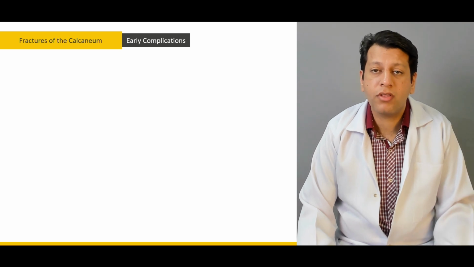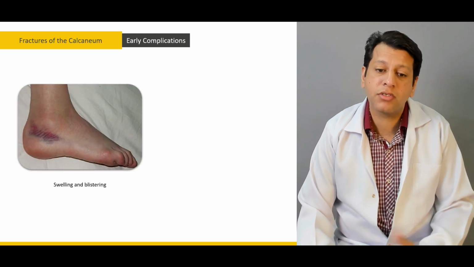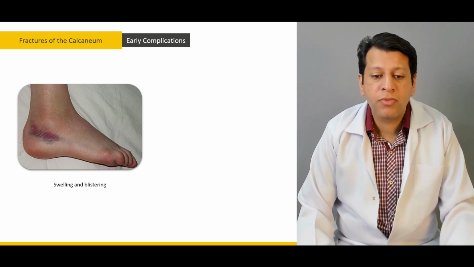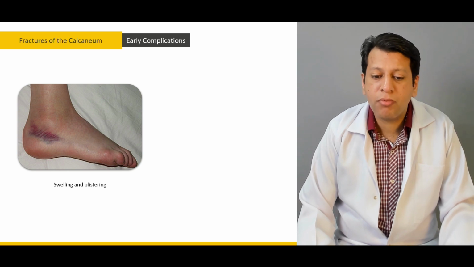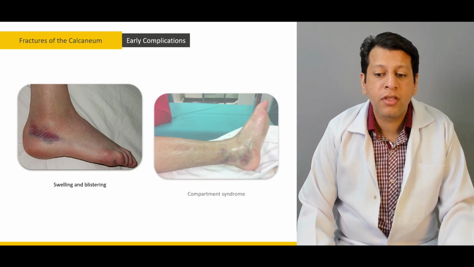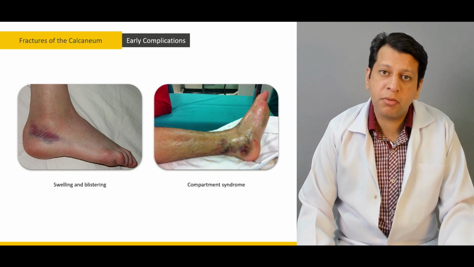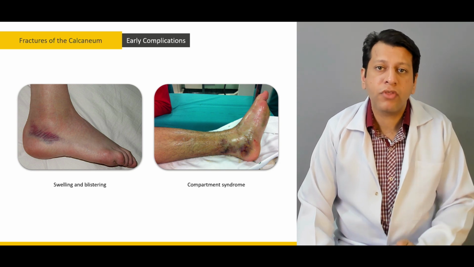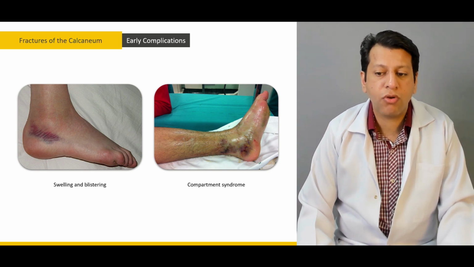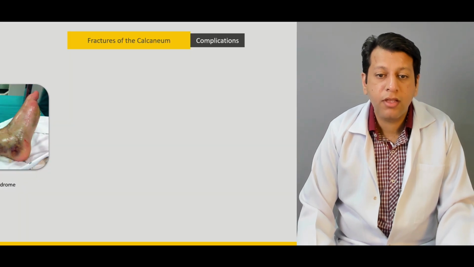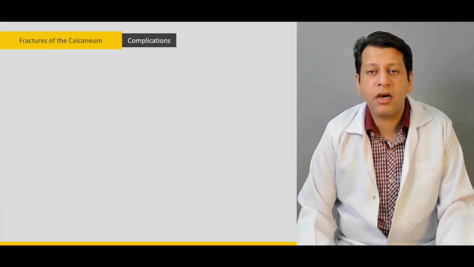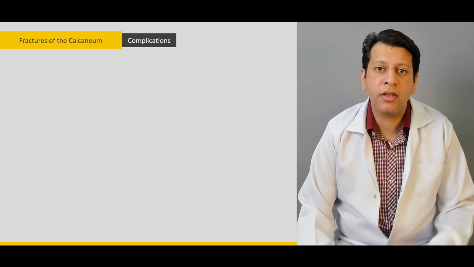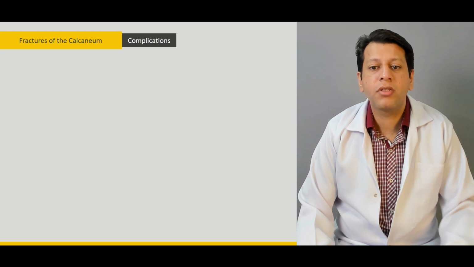Now coming to the complications. Everything has its own complication. For example, a patient suffered some form of trauma or a fall, resulting in injury to the calcaneum. The early complications may include swelling and blistering, and the most dreaded one is always compartment syndrome. Whenever you have a foot injury, we must be on the lookout for compartment syndrome, because the foot is usually a closed compartment. Then later on, once we fix it or apply a POP cast or some form of splint, and we have treated the fracture, there could be late complications.